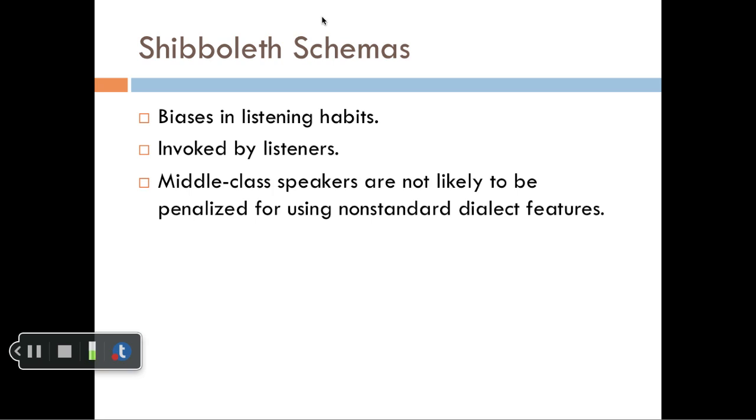Middle-class speakers are not likely to be penalized for using non-standard dialect features. If a middle-class person says "I eat, right," instead of saying "all right," people go, oh, well, that's a purposeful use of non-standard language. If I say, yeah, I ain't going to do that, it's a purposeful use of non-standard language. So middle-class speakers are going to get the benefit of the doubt that they're doing things purposefully.